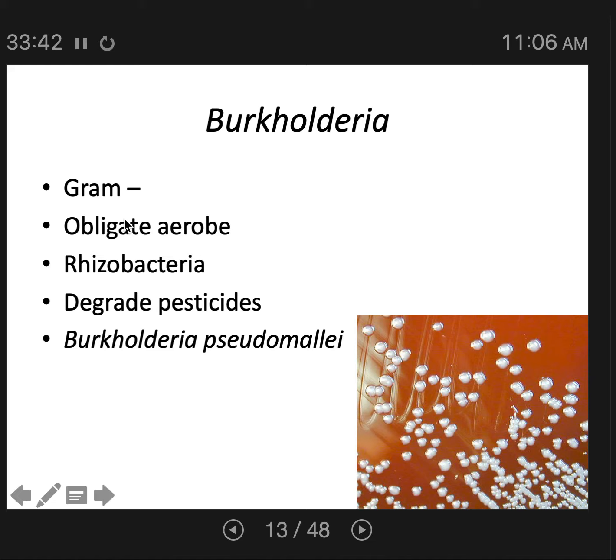Now, I put up here that this is an obligate aerobe, so they need to be in an oxygen-filled environment, and they also are rhizobacteria, meaning they live on plant roots, on the surface of plant roots. And many species are really good to have because they degrade pesticides. So even though there's this one accidental pathogen amongst them, most of them are really great because they can be used for bioremediation. So other species in this genus can be used to degrade pesticides that have built up in the soil.